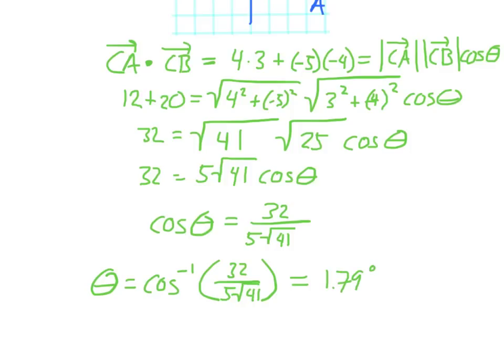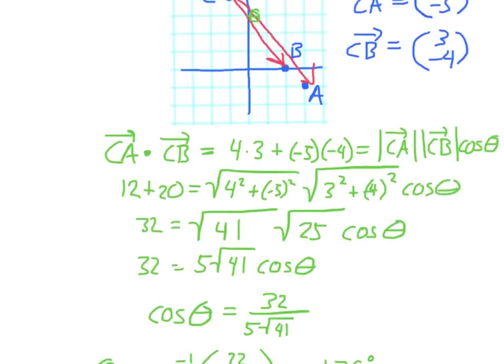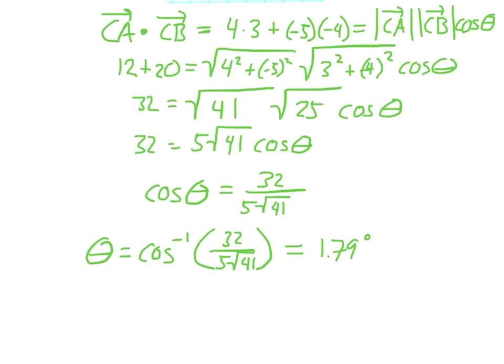1.79. So my drawing told me that I was going to have a very small angle, and the math shows me that I get a very small angle, so that makes sense. If I got something in the high 80s, I'd be a little worried here. But always use your common sense whenever possible to make sure that your answer is correct.